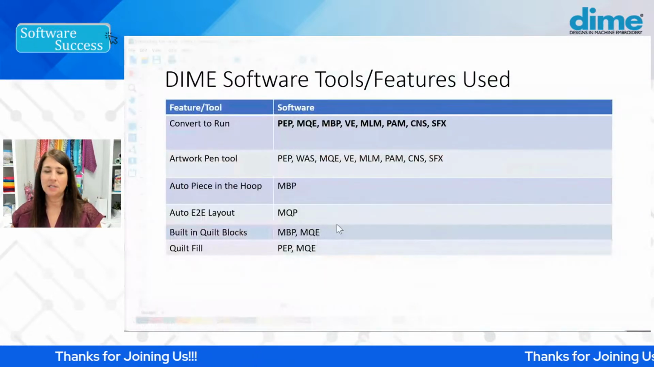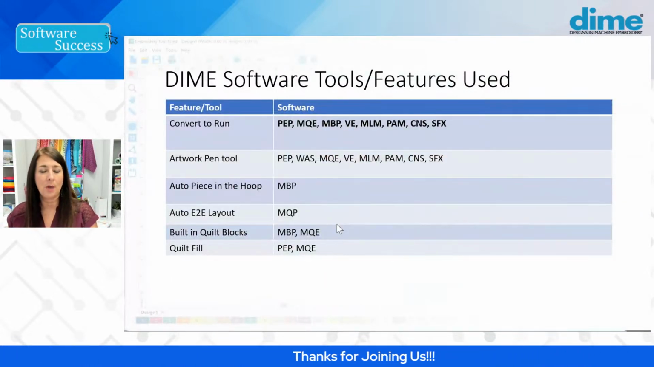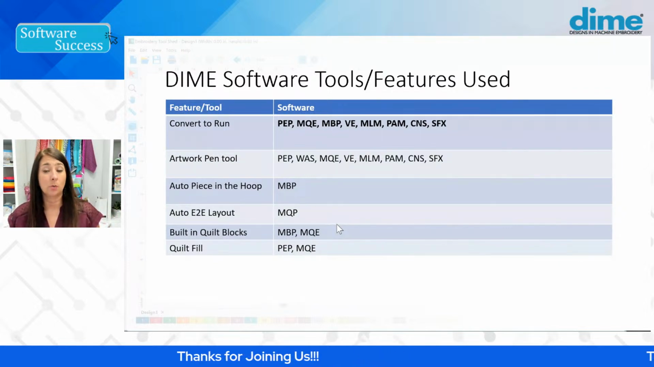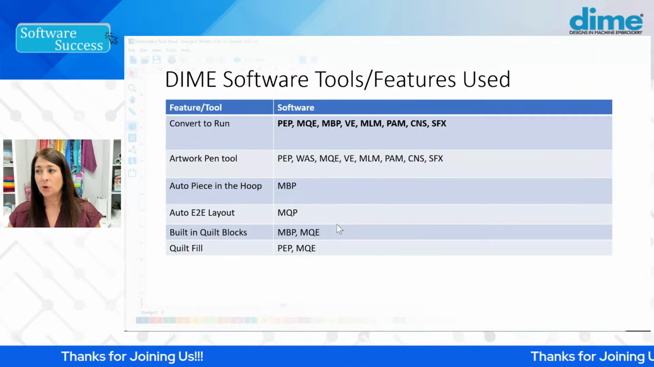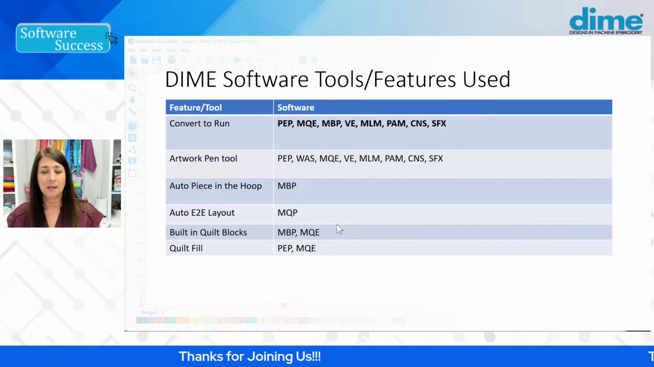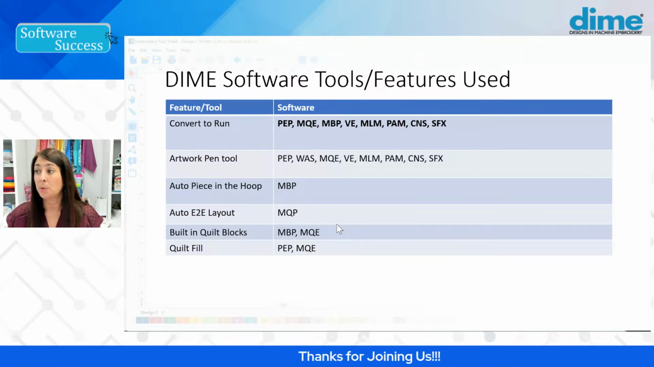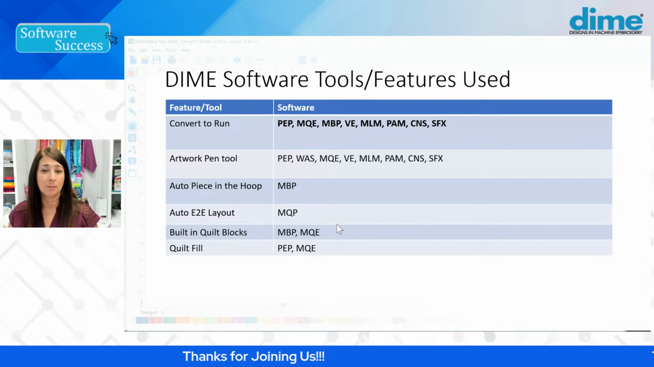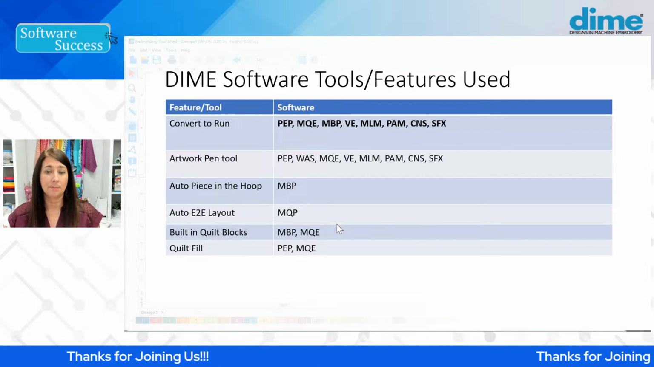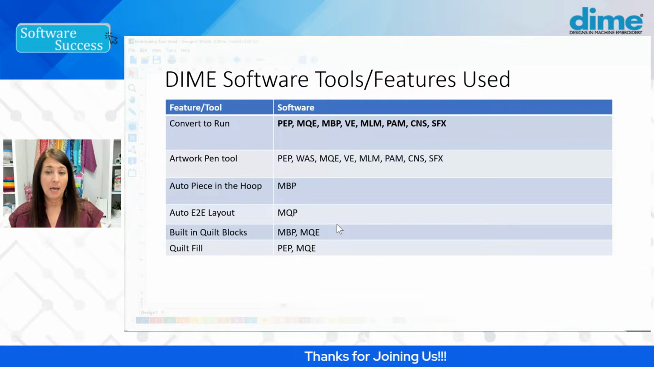Okay, we saw our block stitch out, and these are the features that I was using. The convert to run, if you have a shape that you want to turn into a run stitch to make a quilting design, those are all the programs in our software, in our embroidery tool shed module library, that can generate a run stitch from an artwork file. The artwork pen tool where I was drawing is in all of those programs. You can see that's nearly every one of our major programs there for those two options. So you can draw and create a run stitch in almost every program out there.